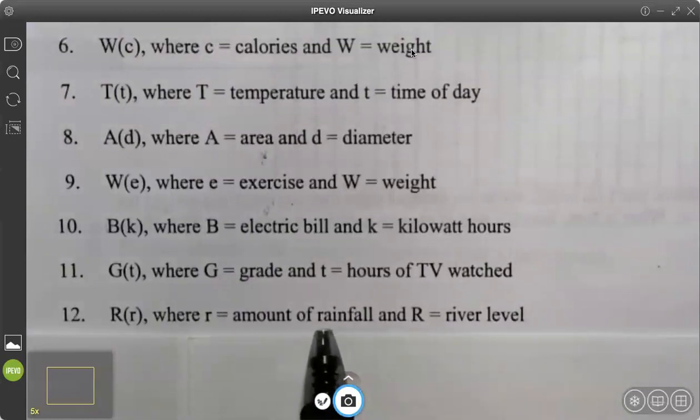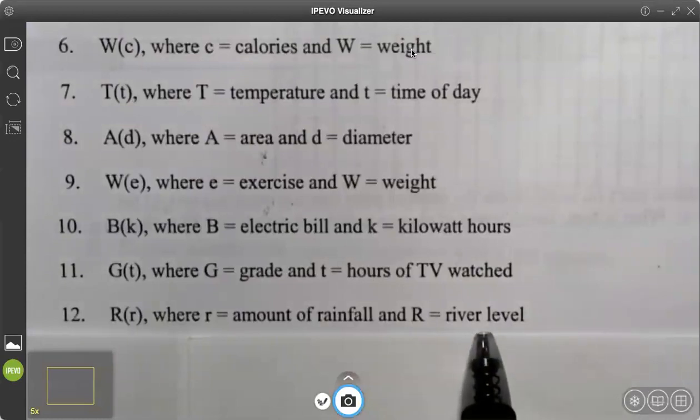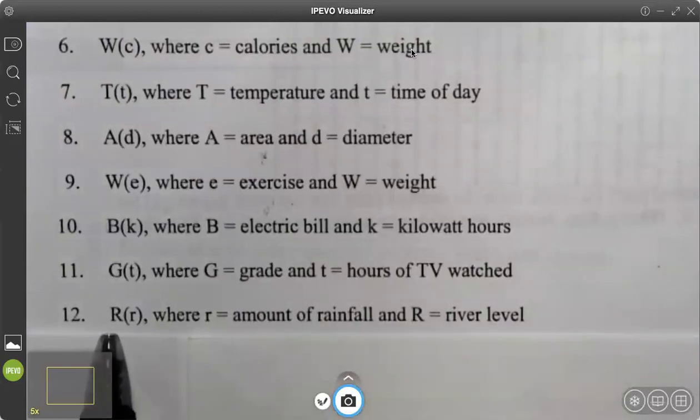Rainfall is independent. It's going to happen or not happen no matter what the river level. But the river level, whether it goes up or down, is dependent on how much it rains. So river level is a function of rainfall.